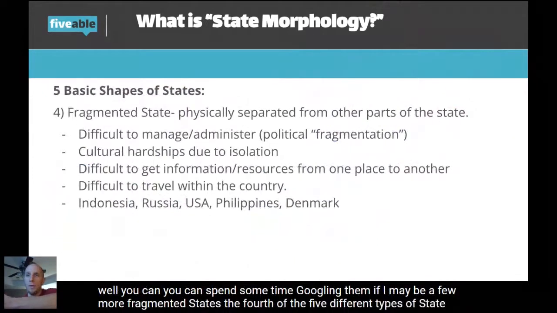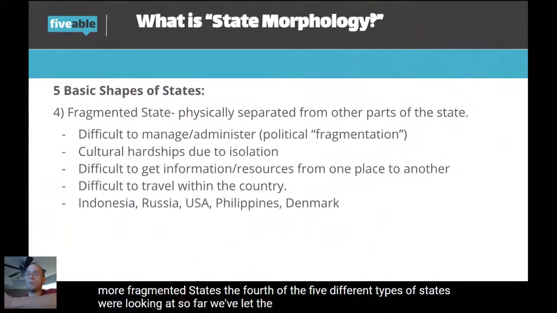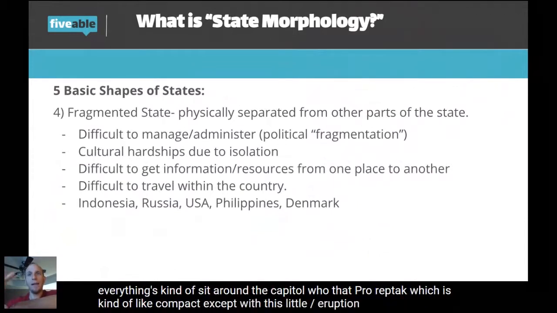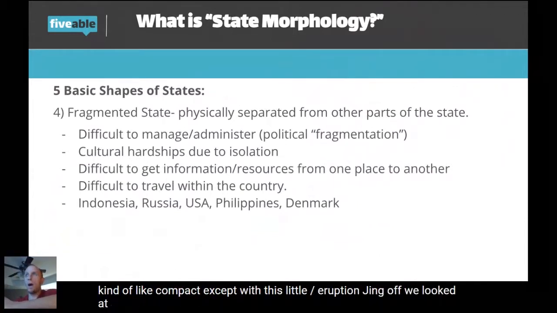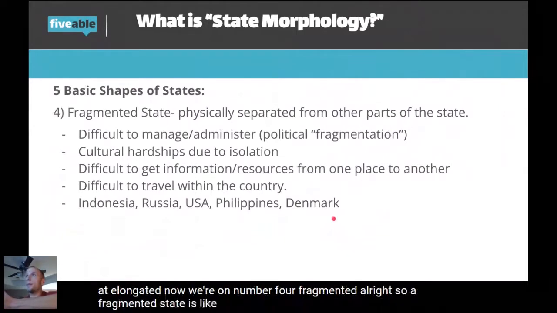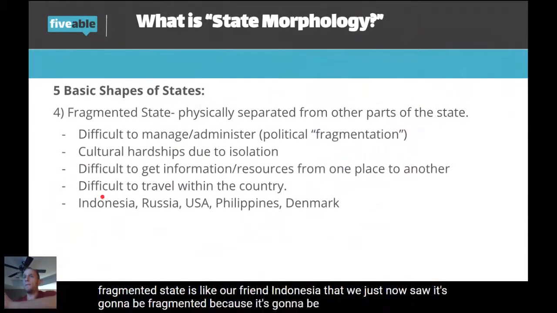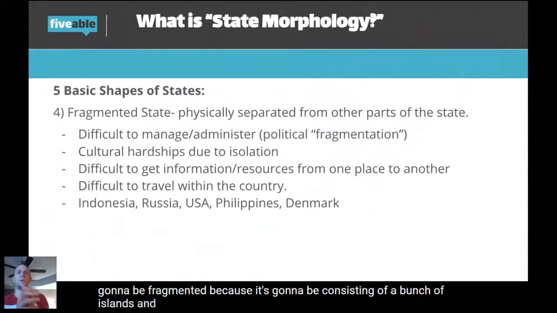Fragmented states, the fourth of the 5 different types of states we're looking at. So far, we've looked at compact, and we talked about how everything's kind of centered around the capital. We looked at prorupted, which is kind of like compact, except with this little proruption jig off. We looked at elongated. Now we're on number 4, fragmented. All right, so a fragmented state is like our friend Indonesia that we just now saw. It's going to be fragmented because it's going to be consisting of a bunch of islands.